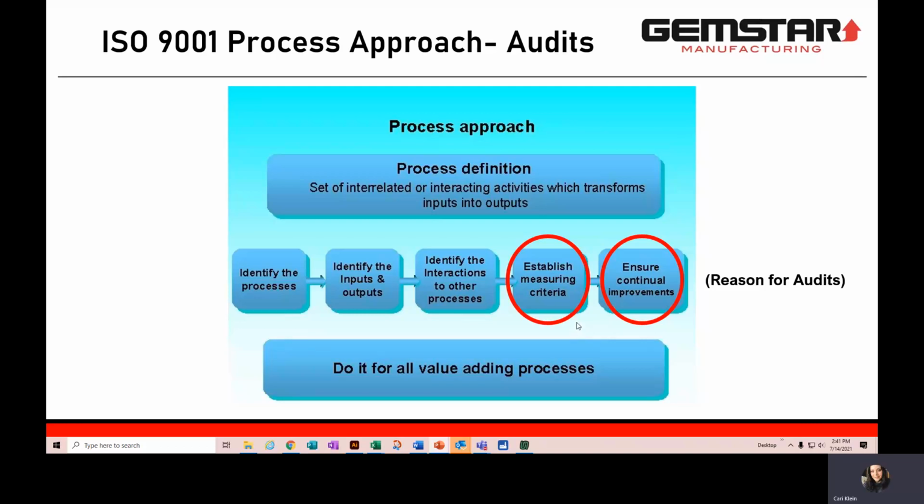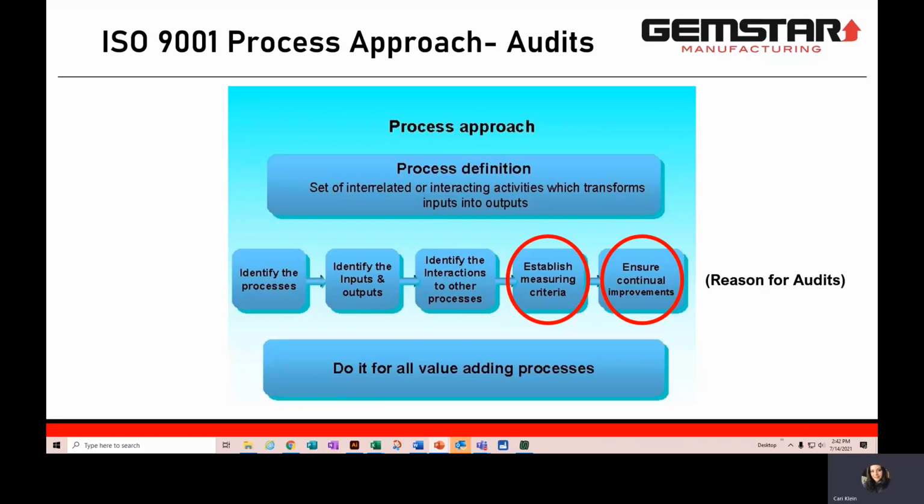So the reason why we're doing process audits at Gemstar is to focus on these two pieces right here. Establishing that measuring criteria, how are we evaluating our systems and our processes? And then from there, based on the results that we gather, how are we improving? ISO tells us that we need to look at all of our processes in this way. Anything that's value adding, anything that affects the quality or the customer satisfaction really should fall within this umbrella of the process approach. So we look at audits in the same manner.